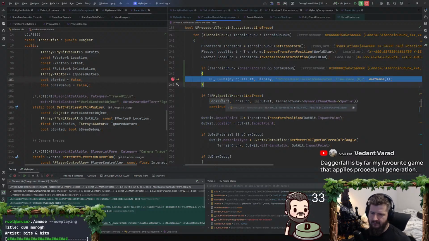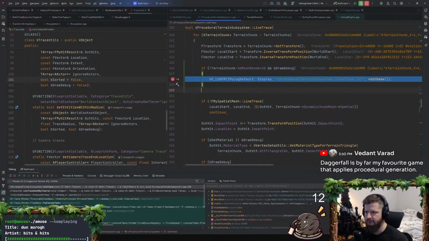Daggerfall is by far my favorite game that applies procedural generation. What does Daggerfall do?